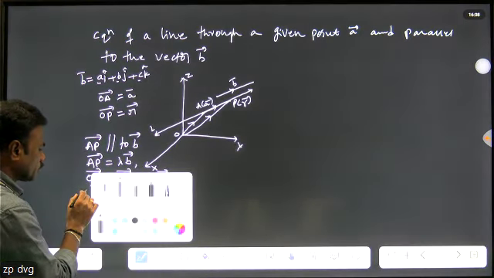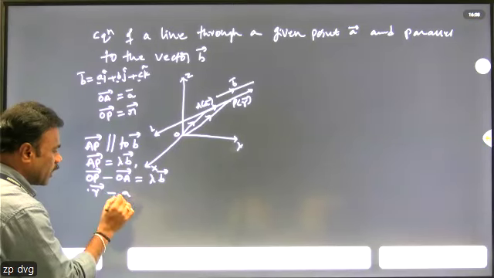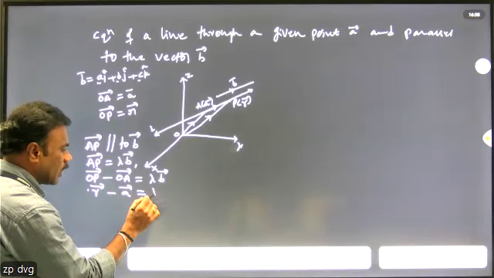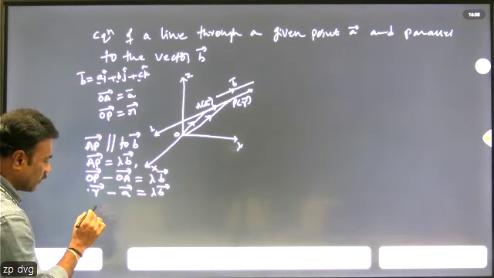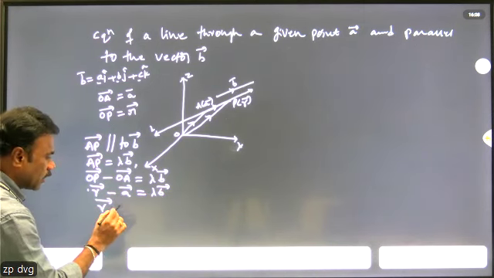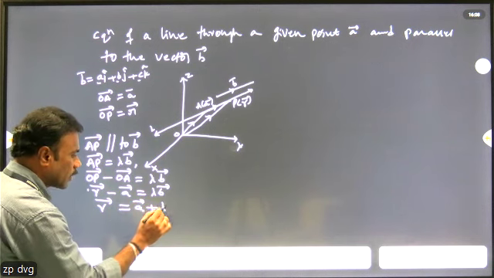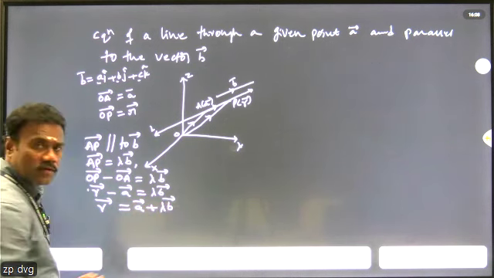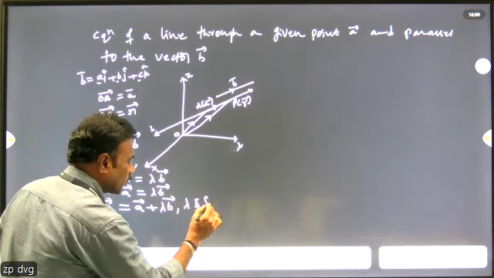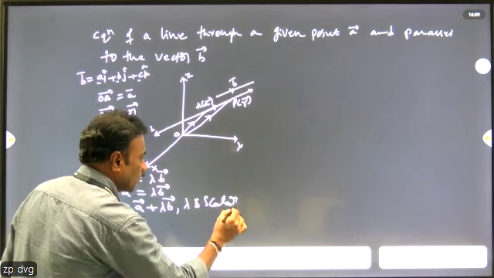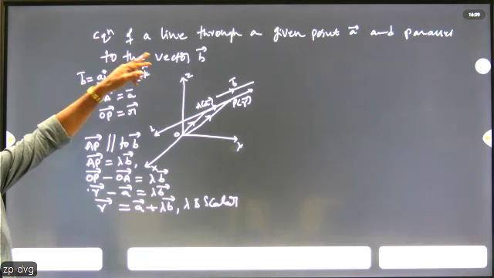So now, R bar minus A bar is equal to lambda B bar. Now take this A bar to that side, you will get R bar is equal to A bar plus lambda B bar, where lambda is a scalar. So it is a vector equation of a line.